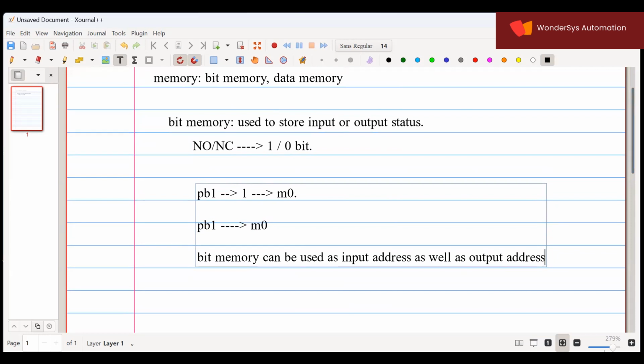Yes, ma'am. If you want to understand these memories, whatever basic gates we have done, we can store every condition in the memory, then we can take those memory addresses to the output. If you really want to know how exactly we do memory addresses, you can use that.